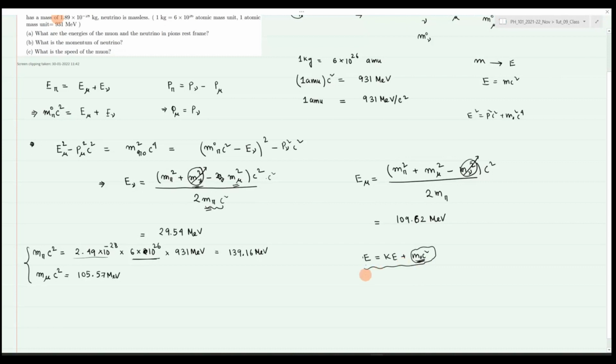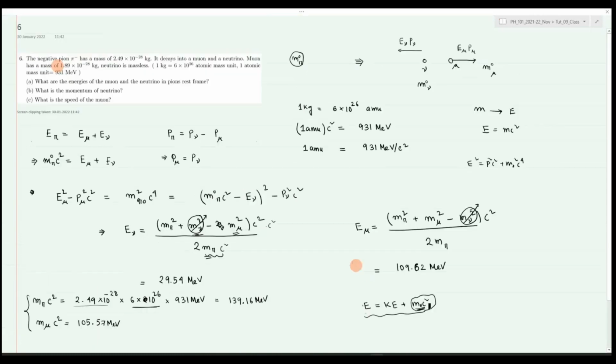Bhaiya, but how can we say that it is the rest mass of that neutrino? My doubt is that it is given in the condition when the neutrino was ejected, and it is not written that it is rest mass. So how can we say that it is rest mass and not the mass when it was moving? Actually, all these masses are rest mass. It has not been mentioned, but these masses are rest mass.